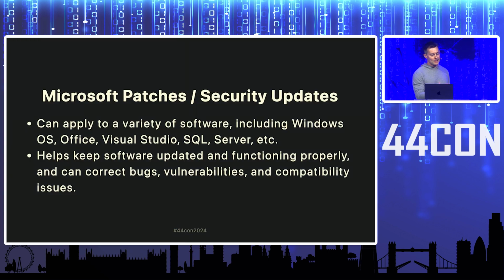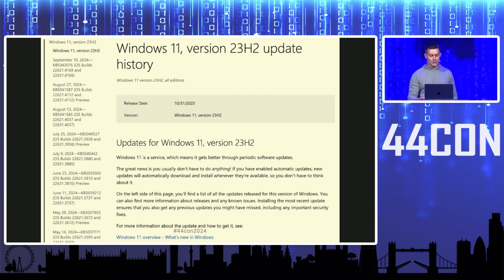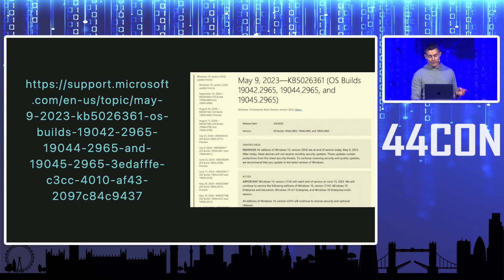So the updates themselves include updates for the OS, for Office, for Visual Studio, for all of their software. They're publishing the security updates regularly on this day. It helps keep your software secure and up to date. Also, besides security updates, they can also add new features. And so they publish each one of these and mark them with knowledge base articles. You can go see for Windows 11 and go through the history of all the updates that are out there. There are unique links for all of them.